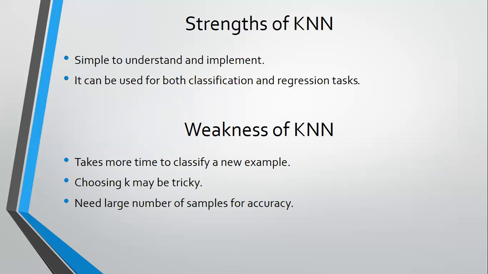But the weakness of the algorithm is that it takes more time to classify new examples, since we are not training anything. That is why it is non-parametric; we just apply the data set to the algorithm directly. Another weakness is that choosing K may be tricky. If you have a very small data set, you can fix K as 3, 4 or 5. If the data set is very large, the size of K should be larger. Based on K, you get the classification and regression accuracy.